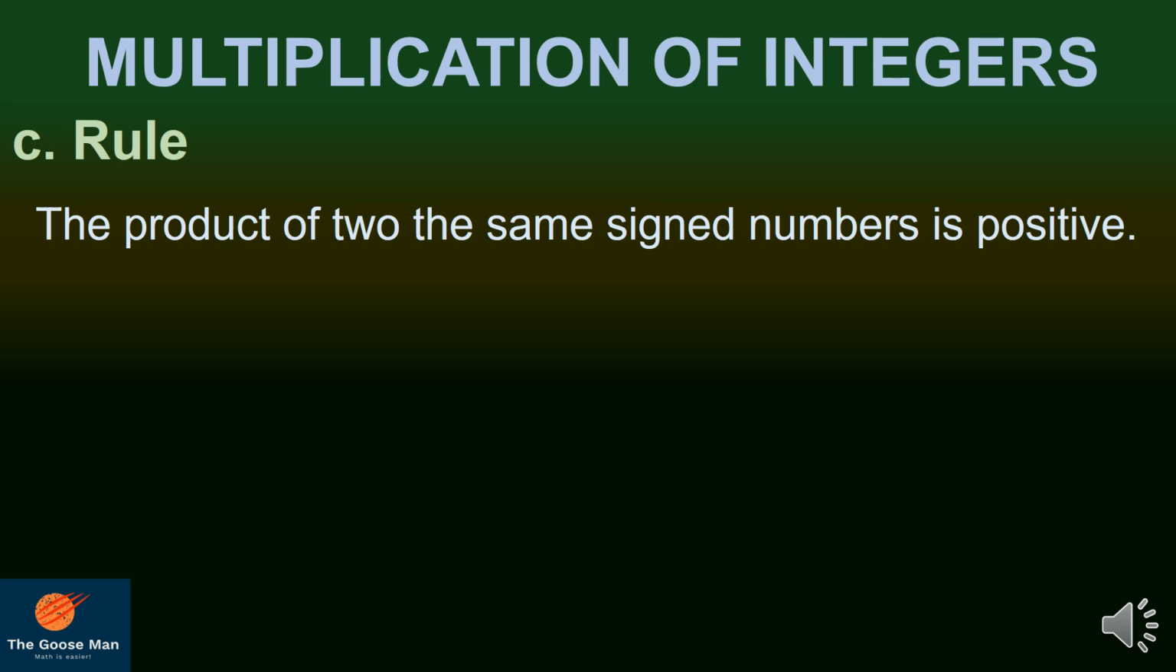The first rule is that the product of two numbers with the same sign is positive. Say for instance, I have positive 5 times positive 9. Both are positive, so the product is a positive number, which is 45. Another example, positive 16 times positive 3 is equal to positive 48.